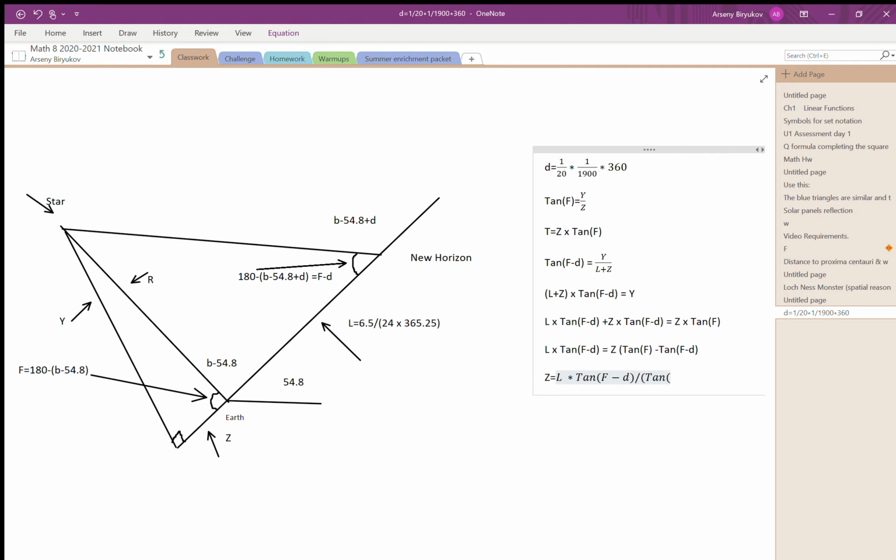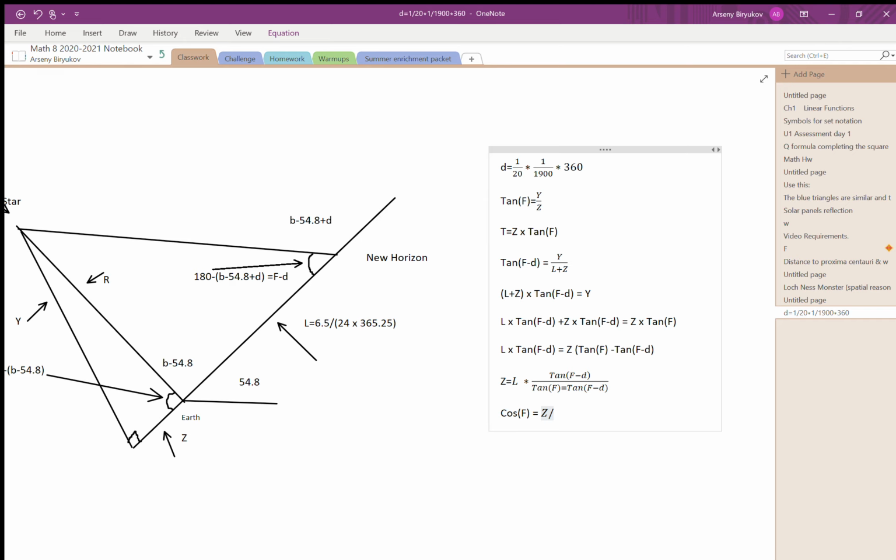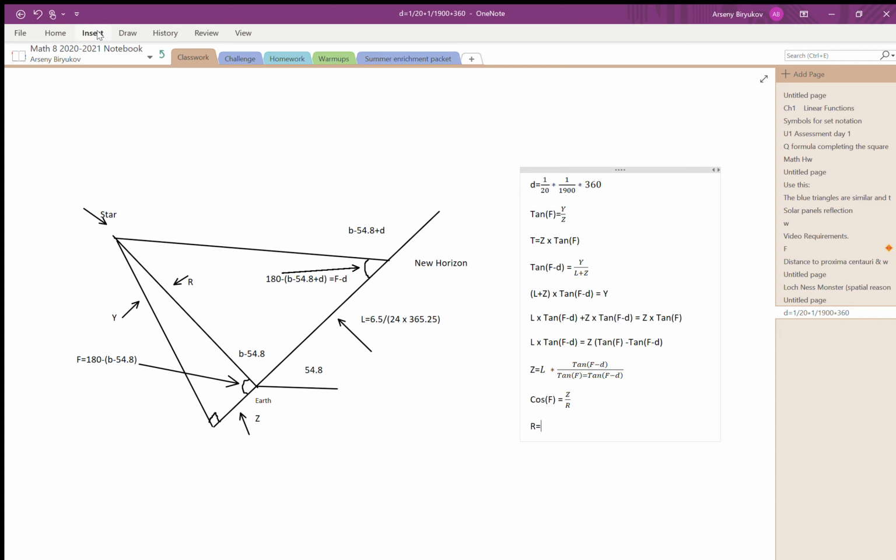We can also make the claim that cosine of f is equal to z divided by r, because z is the adjacent and r is the hypotenuse of the triangle created here. By multiplying both sides by r and dividing both sides by cosine of f, we'll get the equation r is equal to z divided by cosine of f.